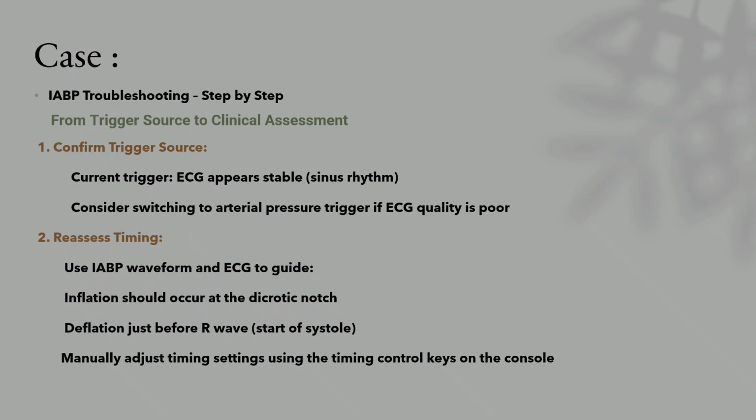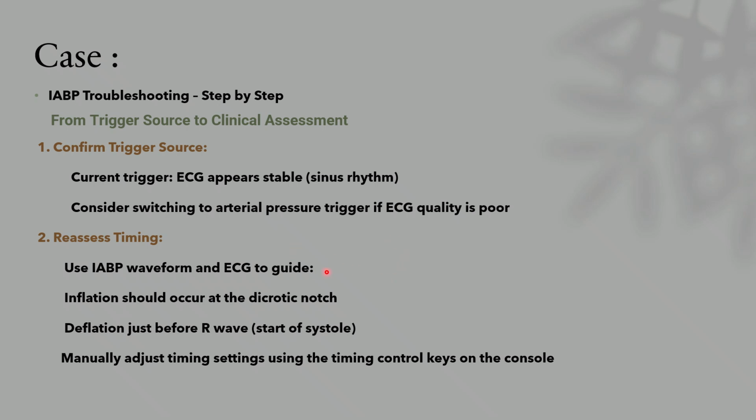Intra-aortic balloon troubleshooting should be step by step, from trigger to clinical assessment. So the first two steps are 2T, trigger and time. Confirm the trigger source. The current trigger is ECG, which appears stable, it's a sinus rhythm. But we can consider switching to arterial pressure trigger if we have poor quality ECG, or we can adjust the ECG leads if we need clearer ECG signals.